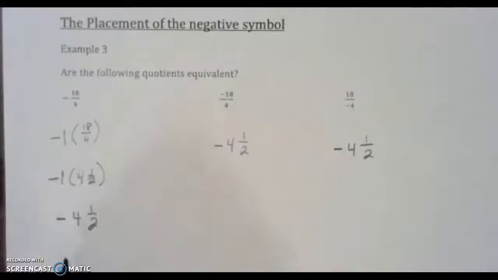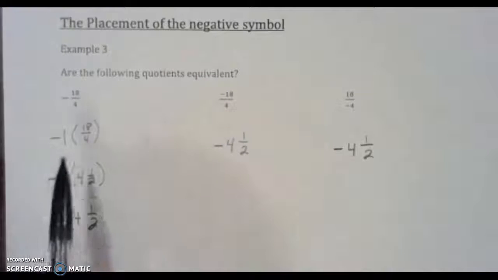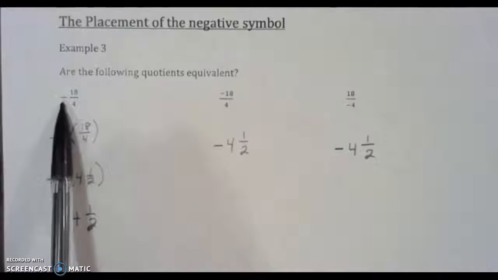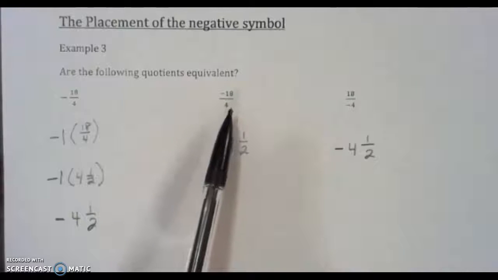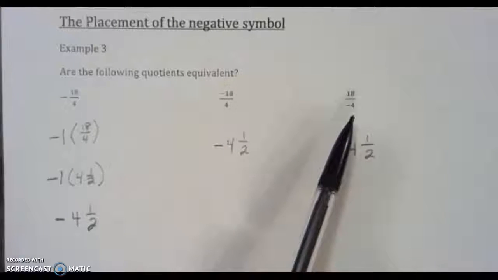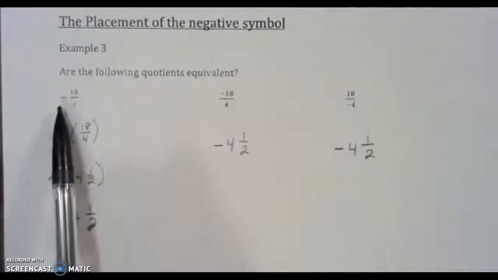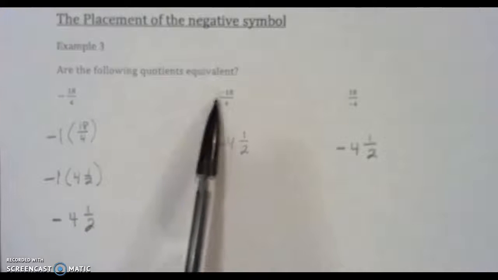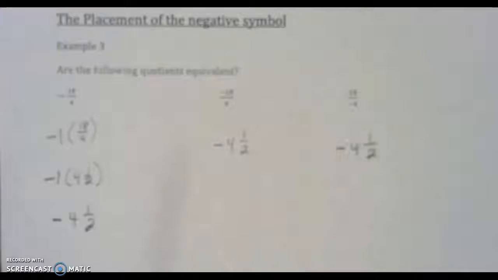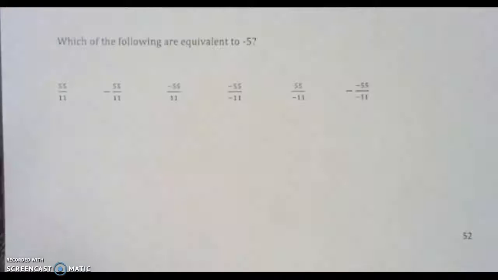So it doesn't matter where you place the negative symbol in the fraction. It can either go out front, or it can go in the numerator, or it can go in the denominator. The important thing to realize, though, is that there's only one negative symbol. There's only going to be one negative symbol, either in the front, the numerator, or the denominator.